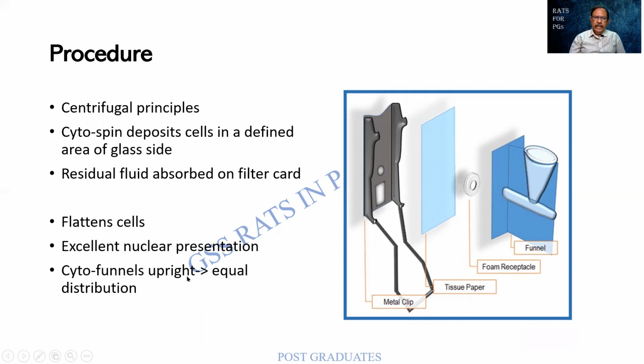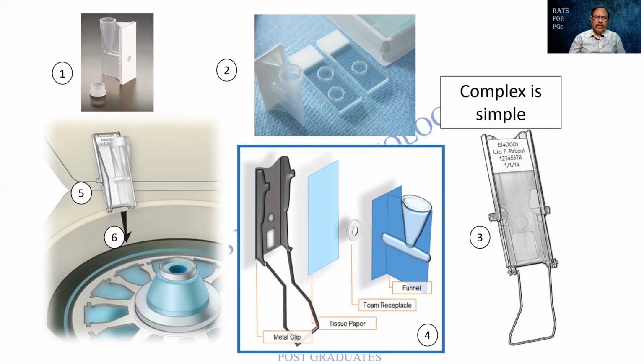It helps in holding it upright for the equal distribution of the cells, so it will not be slanting. So there is a sedimentation, the cells pass through this, and it is getting deposited onto the slide. I don't think you can get a better diagram. Look at this again. It looks a little complex, but it is simple.